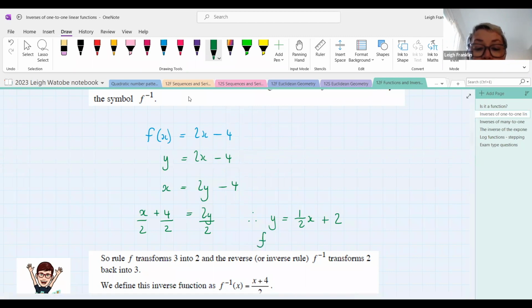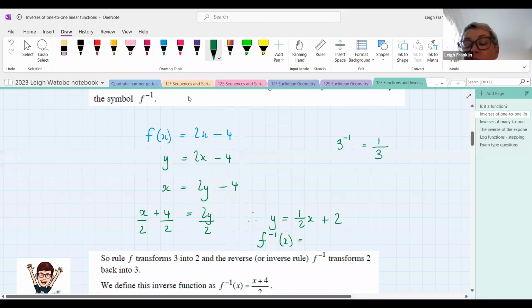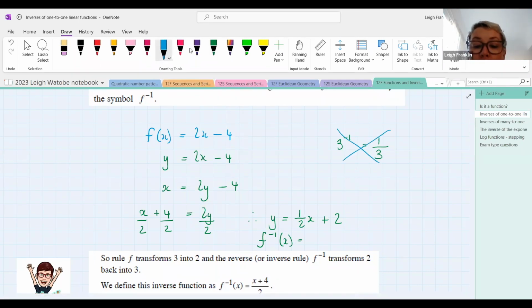So my functional notation is the same f, and then I use a little -1 like that. It doesn't mean the same thing as when we're working with exponents. If I am working with exponents and I say 3 to the power of -1, this means that I have to invert and then change the sign of my fraction. It's not the same thing as that. So over here, this is just the function notation that we use to show that it is an inverse.